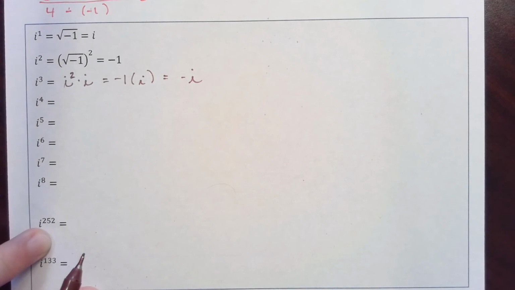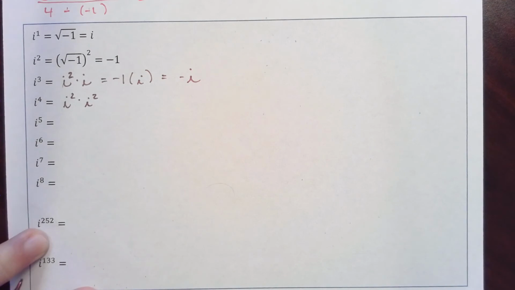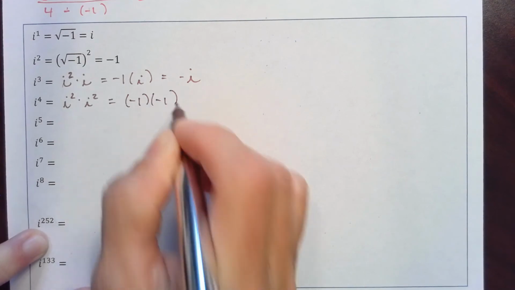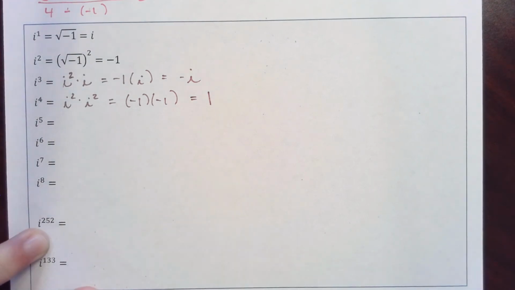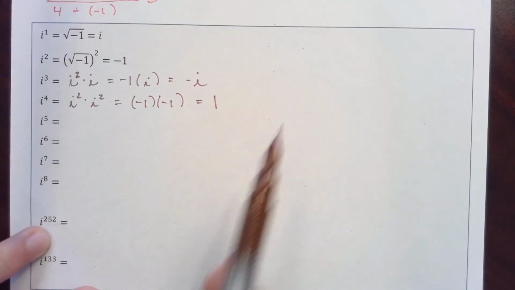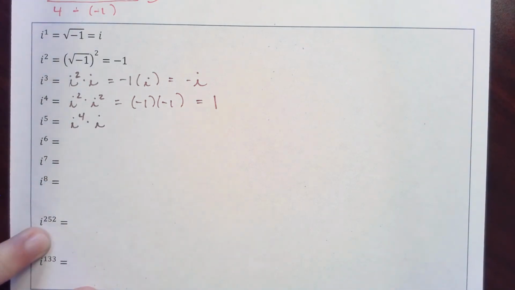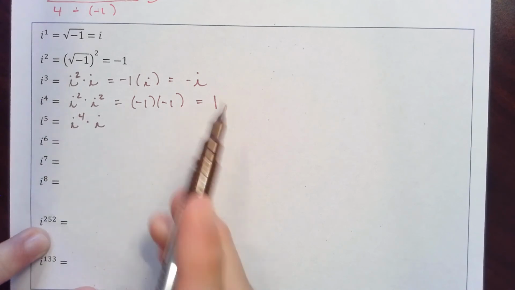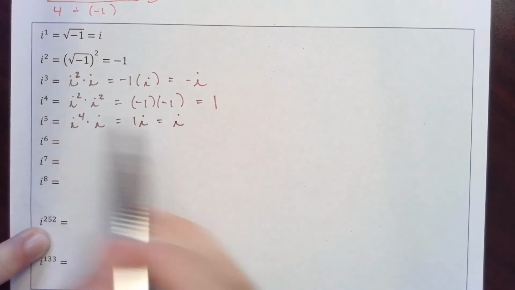Well, what is i to the 4th? Can we say that is i squared times i squared? But i squared is negative 1, and negative 1 times negative 1 is positive 1. So i to the 4th power is actually a positive 1. Oh my goodness. Okay, let's keep going. i to the 5th. Let's say that that's i to the 4th times i. Well, what's i to the 4th? i to the 4th is 1. And 1 times i is just i. So wait, i to the 5th is the same thing as i.